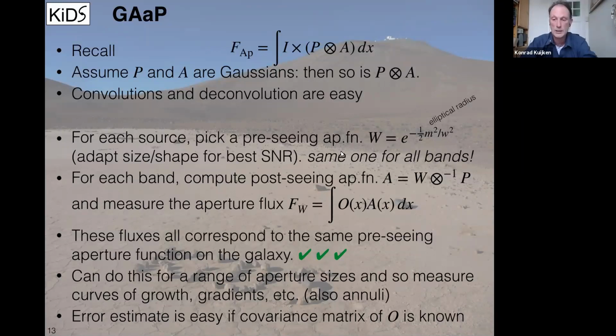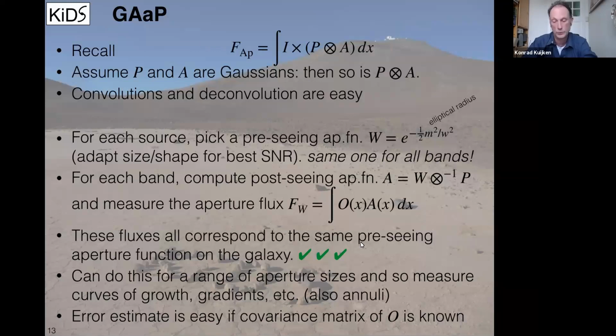And this is going to be the same aperture for all the bands, right? The intrinsic aperture that you lay on your galaxy has to be independent of all the bands that you're working on. And then for each band that you want to photometer, you take this intrinsic aperture, and then you compute what the post-seeing aperture function A would be by simply deconvolving the point spread function of that particular image from your intrinsic aperture. And then you do the aperture flux using this deconvolved aperture function. It's very simple. And so once again, these fluxes all correspond to the same pre-seeing aperture function on the galaxy, exactly what you want.